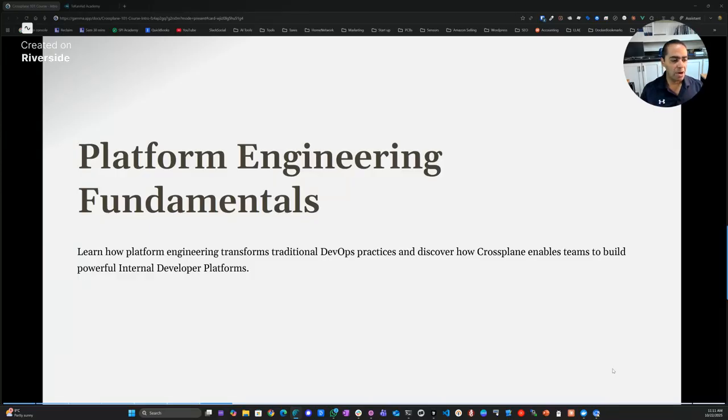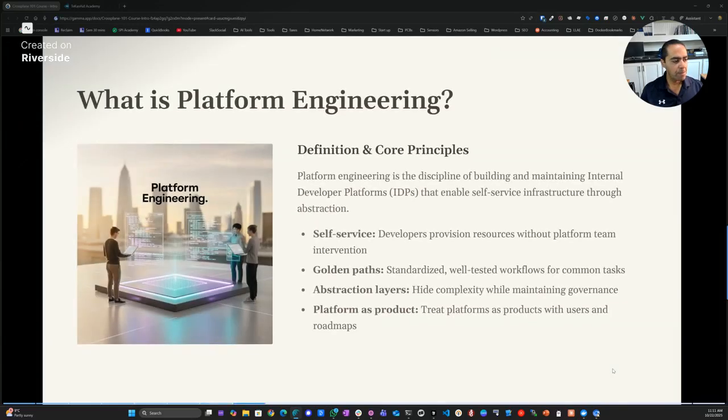And that's how we're trying to talk about why platform engineering and how we got here from DevOps. This is what we're going to cover next. Platform engineering fundamentals. So what is platform engineering?